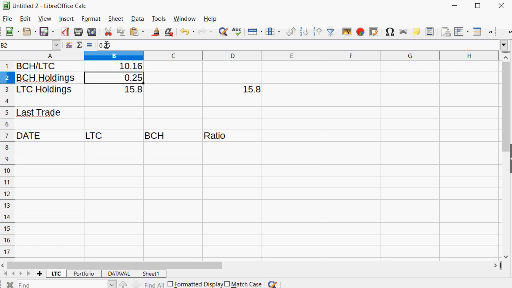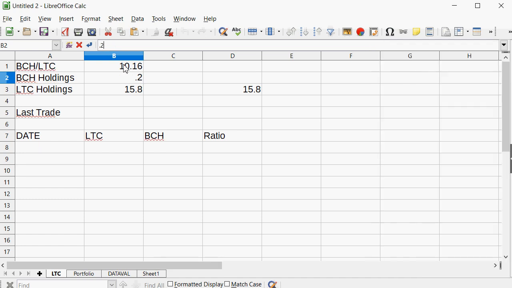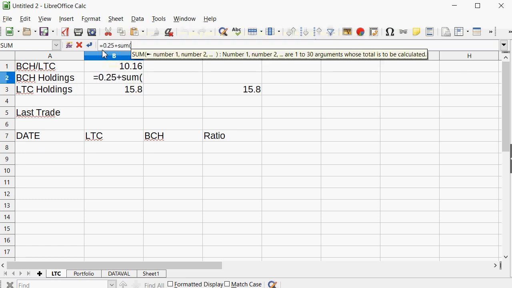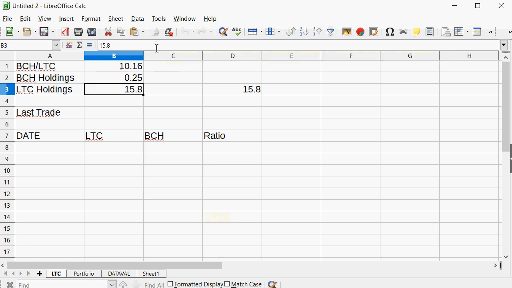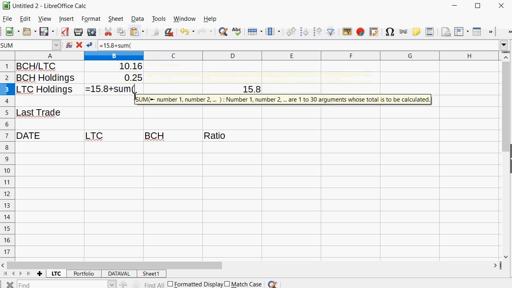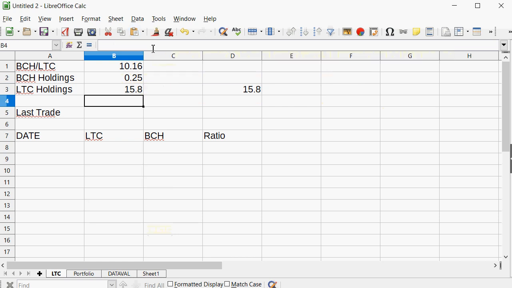So what we're going to do is I'm going to take equals this quarter. So equals a quarter. What did I do? I didn't mean to do that. Okay. Equals 0.25 plus sum. And we're going to do the sum of all of the Bitcoin Cash in here. And I got 13. I'm just going to put a bunch of numbers. It's never going to go to 1355. But I got it set for that many rows now. This in here equals 15.8 plus sum. And there. And now we have it.